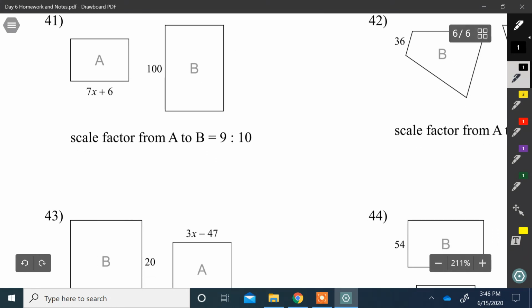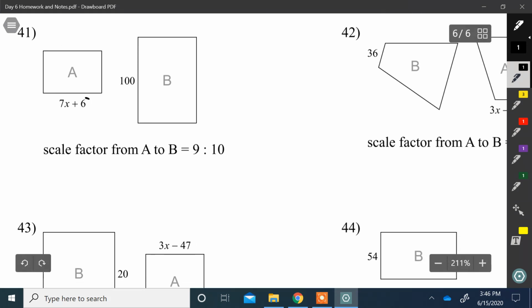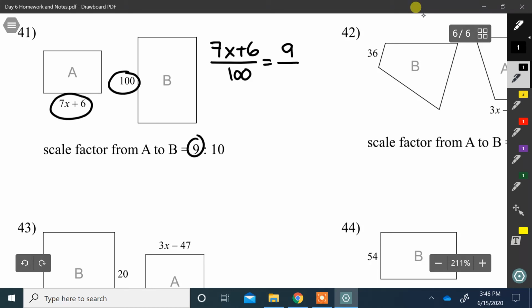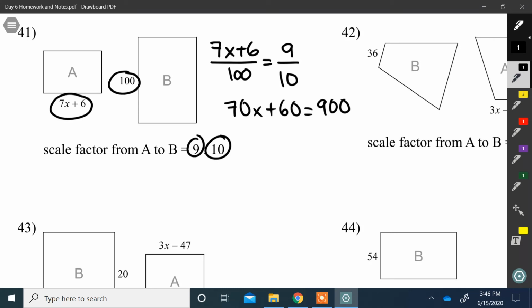Once again, the scaling factor from A to B is 9 to 10. So that means that A to 10 is like this, 7x plus 6 over 100 is equal to 9 over 10. Cross multiply, you get 70x plus 60 is equal to 900. So 900 minus 60 divided by 70, x should equal 12.